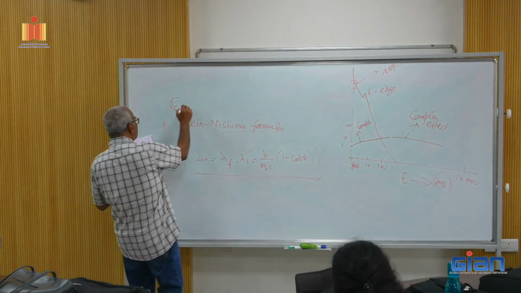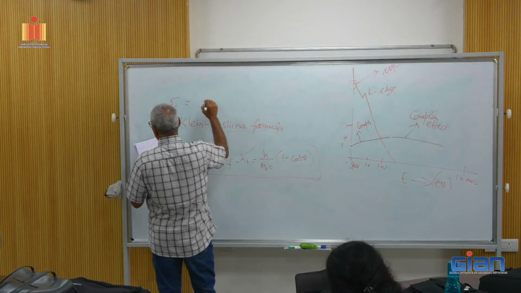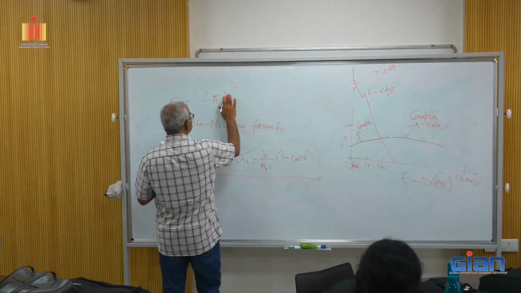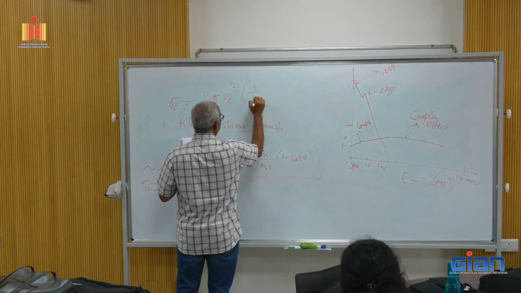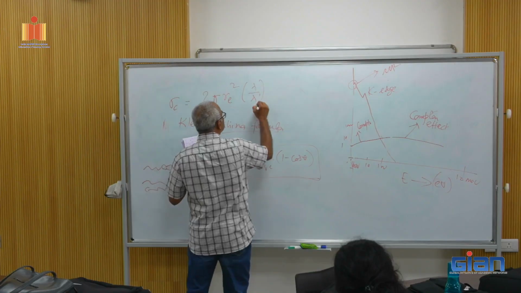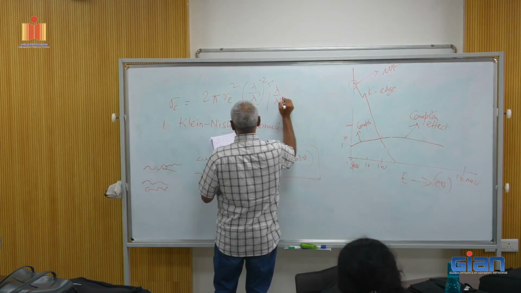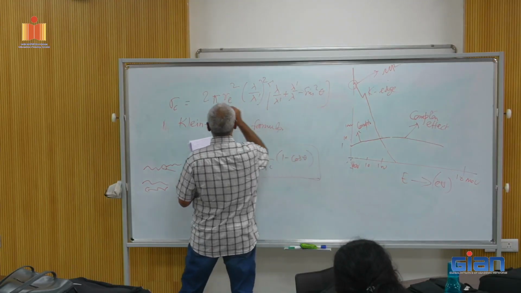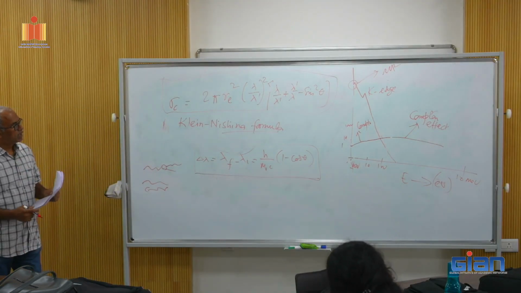So sigma c, where c corresponds to the Compton effect, is roughly like this: 2 pi Re squared. This is R e, not gamma. Then you have lambda over lambda prime, where lambda is the initial wavelength and the scattered one is lambda prime, squared. Then you have lambda over lambda prime plus lambda prime over lambda. This is the scattering cross section.